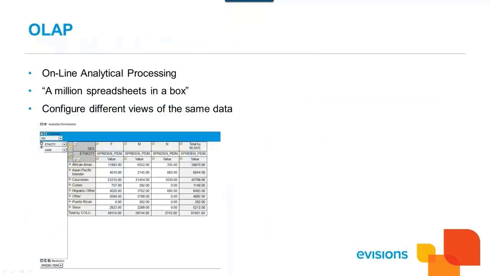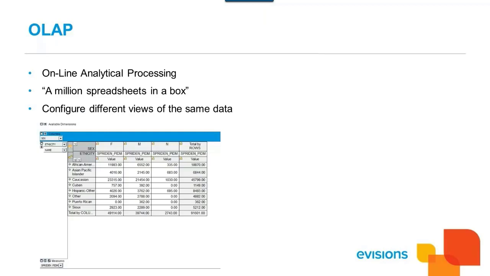Next, we are going to cover OLAP data cubes. OLAP, or Online Analytical Processing, is a specific way to represent statistical data for executives, specialists, and analysts. A popular definition is a million spreadsheets in a box.